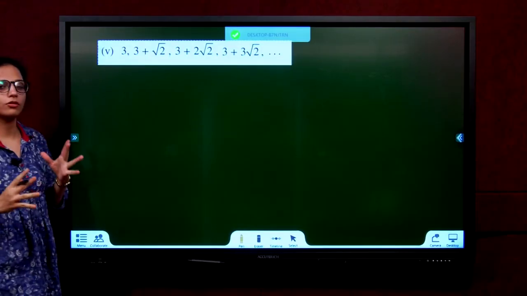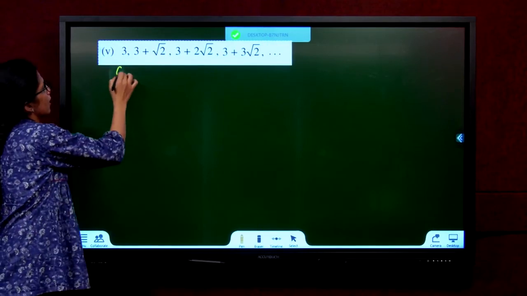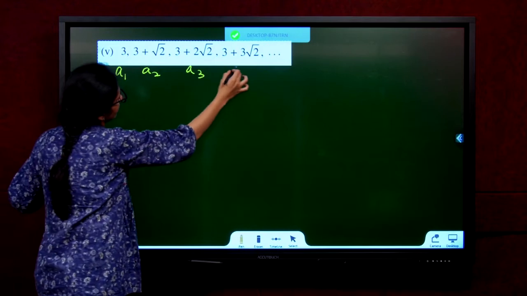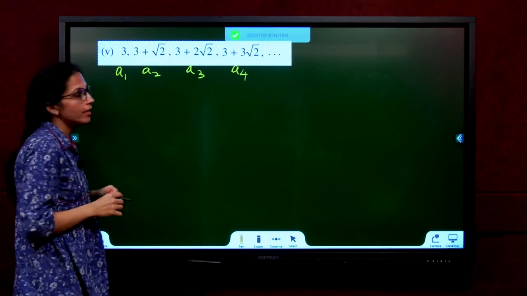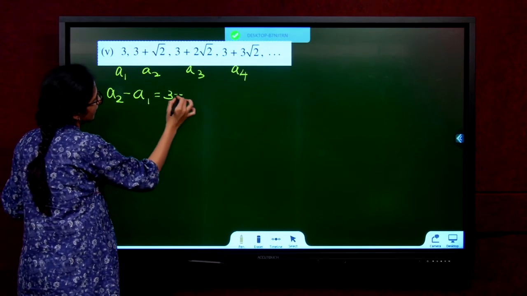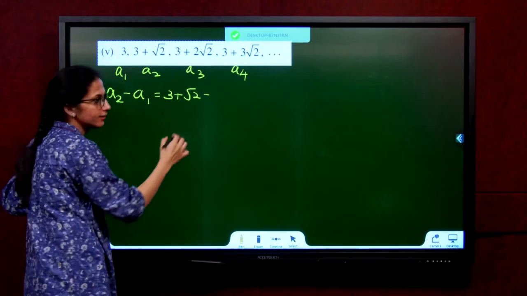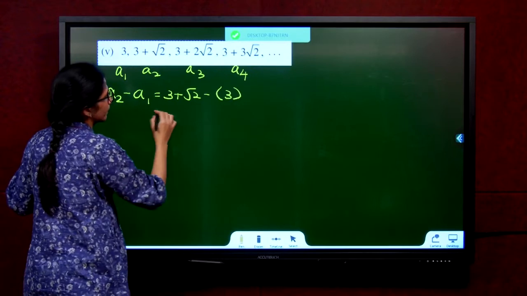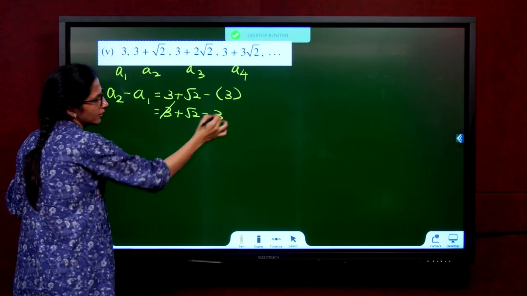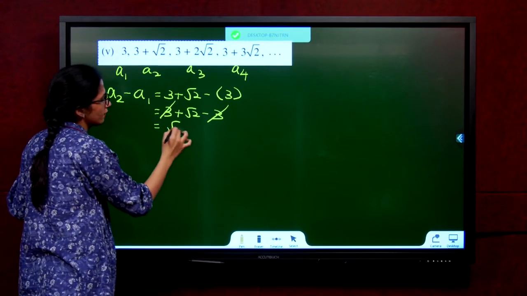This has roots, so we will just, for our understanding, write A1, A2, A3, A4, okay? A2 minus A1, 3 plus root 2 minus, A1 is 3. 3 plus root 2 minus 3. 3 and minus 3 cancel, you have root 2.